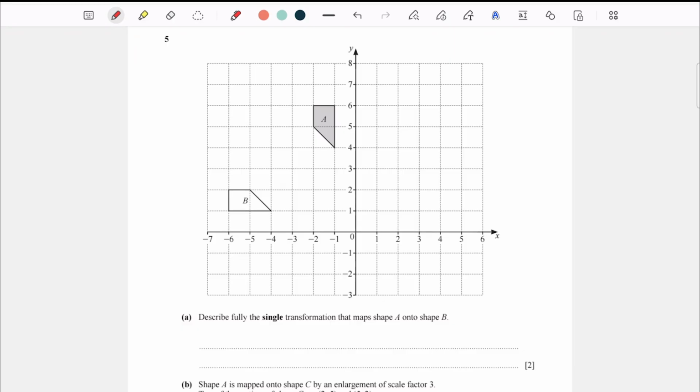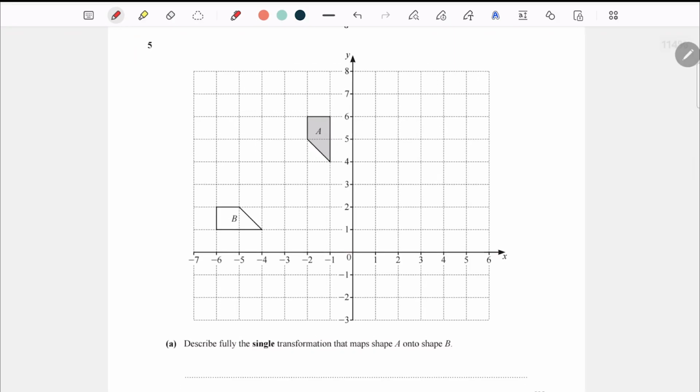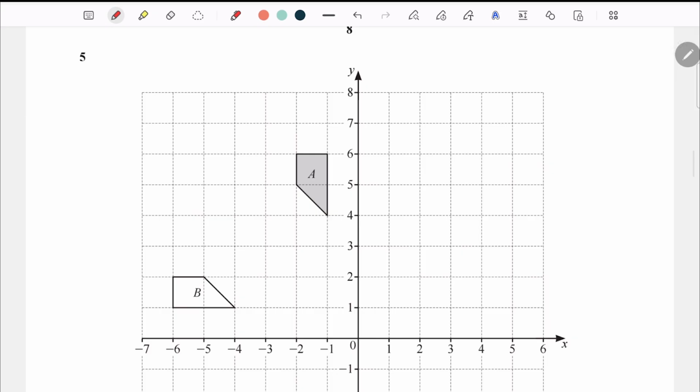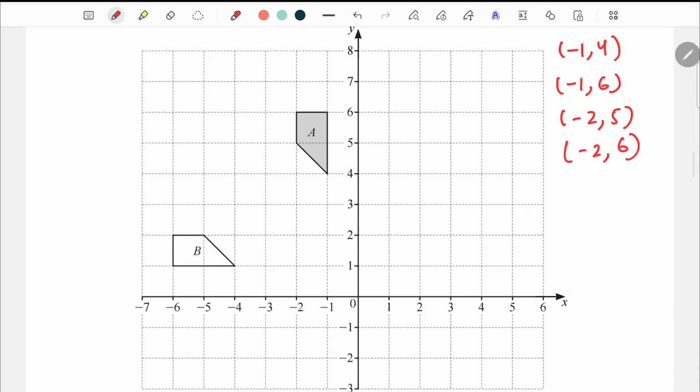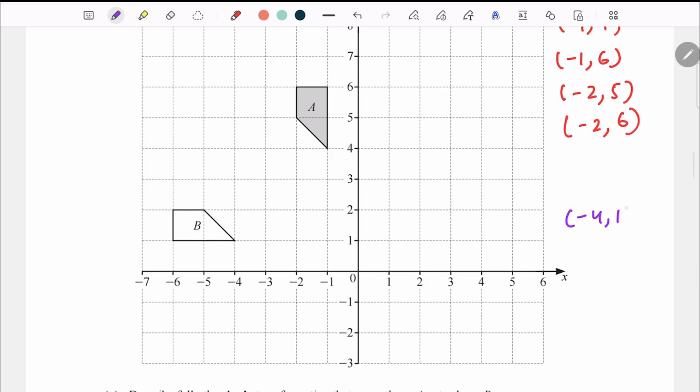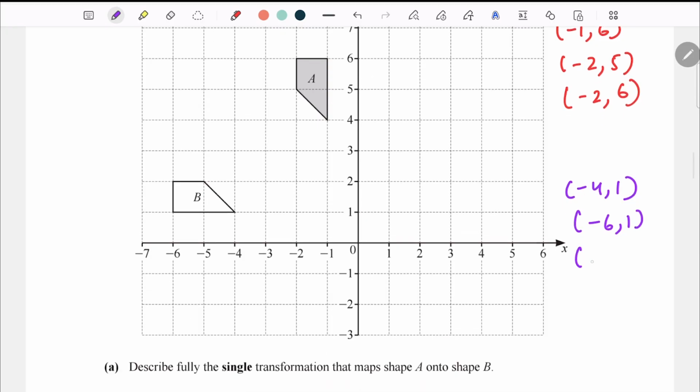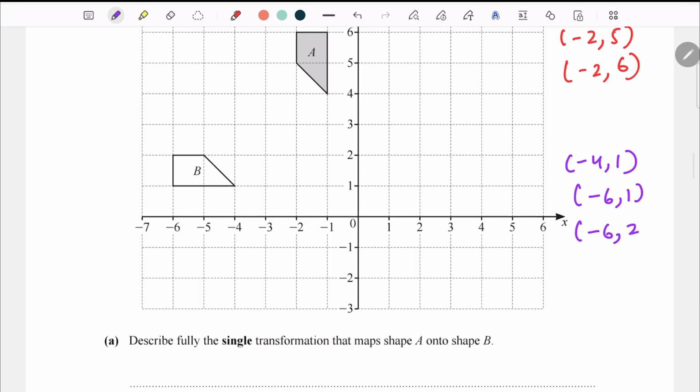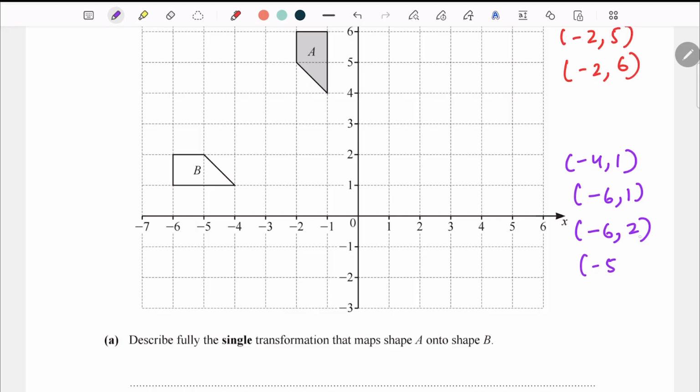Question number 5a. Describe fully the single transformation that maps A onto B. Now I'm going to first write down the coordinates of A. The coordinates of A are minus 1 comma 4, minus 1 comma 6, minus 2 comma 5, and minus 2 comma 6. And the coordinates of B are basically minus 4 comma 1, minus 6 comma 1, minus 6 comma 2, and minus 5 comma 2.